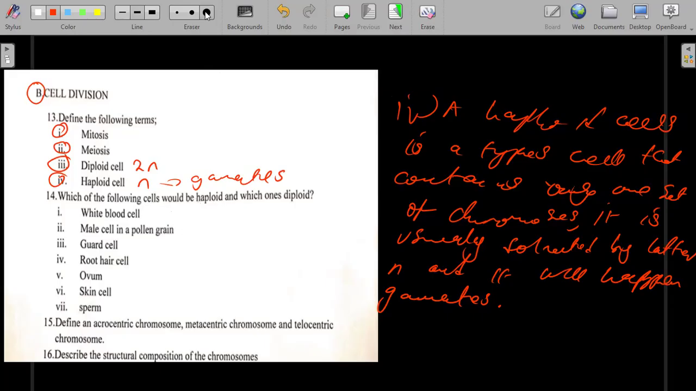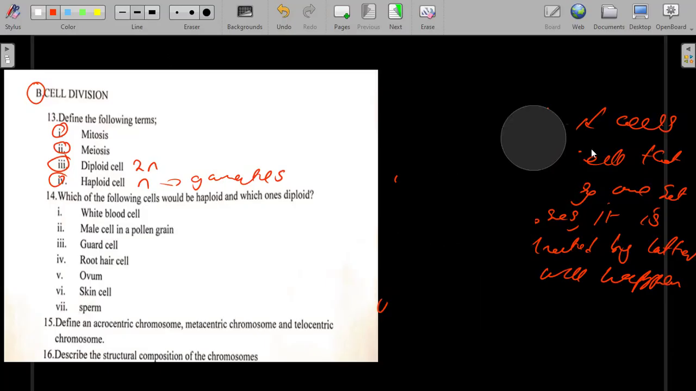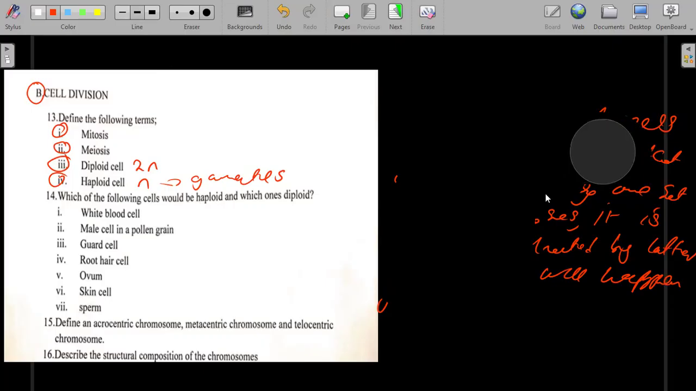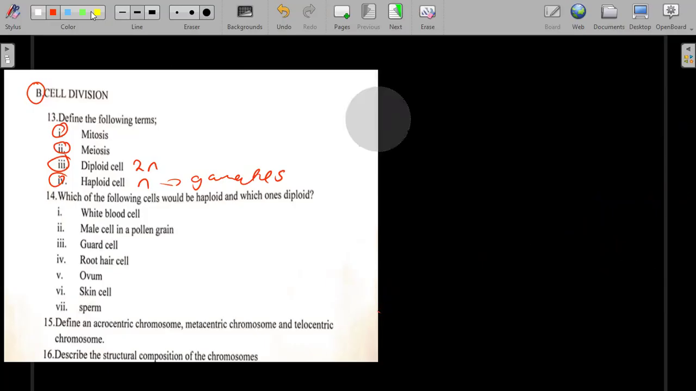Okay, so we can proceed to question 14, saying which of the following cells would be haploid and which ones will be diploid. So we have to identify which ones are haploid and which ones are diploid there. So we start with the first one. It's saying white blood cells. So are they haploid or diploid?